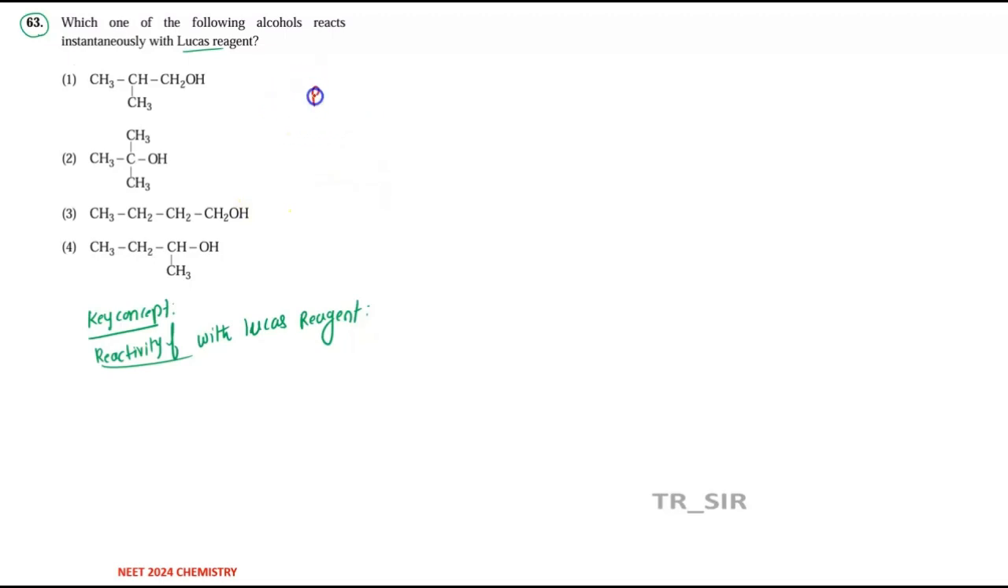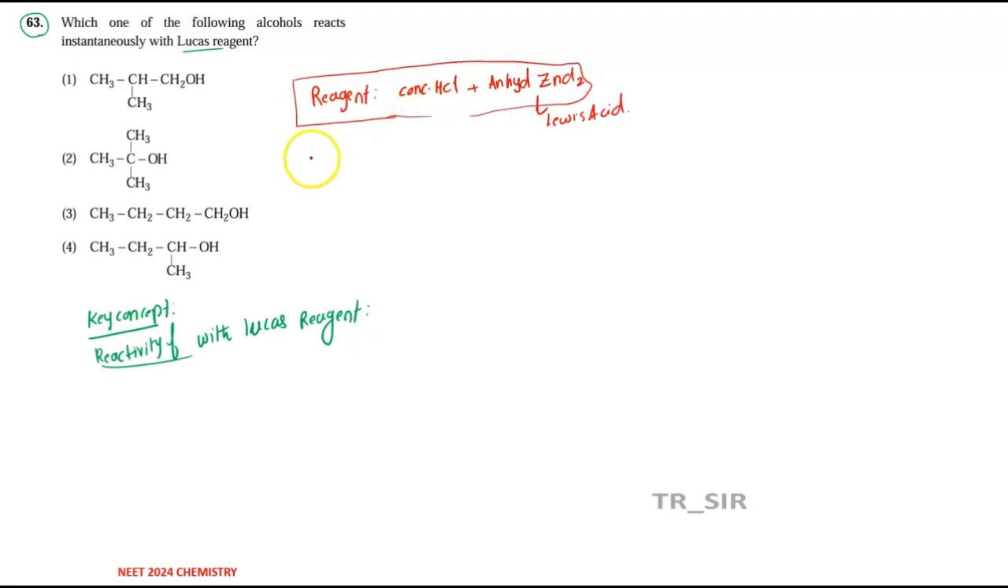The reagent we will take in this case, Lucas reagent, is concentrated hydrochloric acid plus anhydrous ZnCl2. Here ZnCl2 will be acting as a Lewis acid. So this is the reagent that we use for studying the reactivity of alcohols. Anhydrous ZnCl2 and concentrated HCl. Now we'll see how the reaction proceeds.